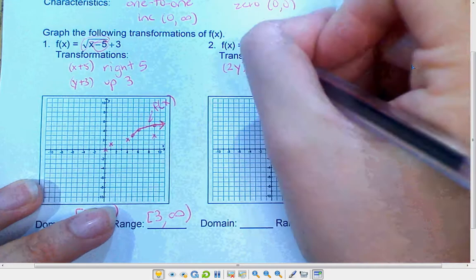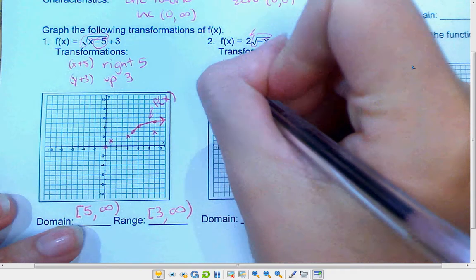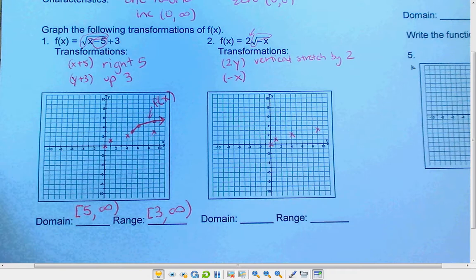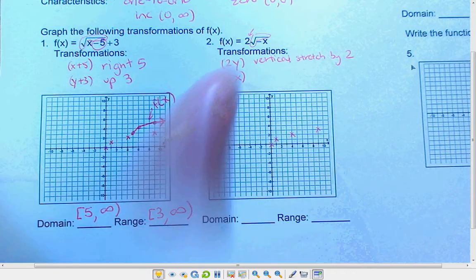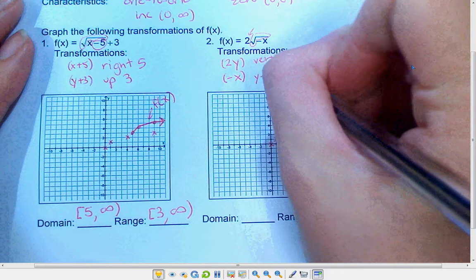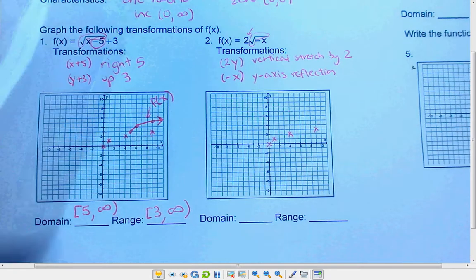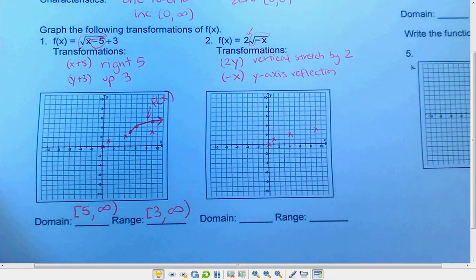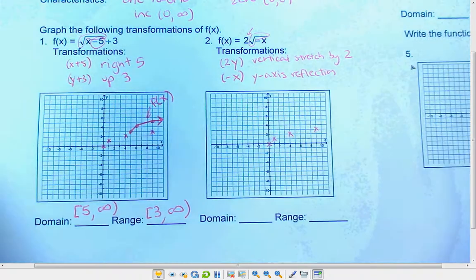And now this negative is on the inside. So if it's on the inside, it's going to be affecting your x values. And if your x is changing signs, this is a reflection across the y-axis. So remember, if your x changes signs, it's a reflection across your y. If your y changes signs, it's a reflection across your x. So these are the two things that are happening here.